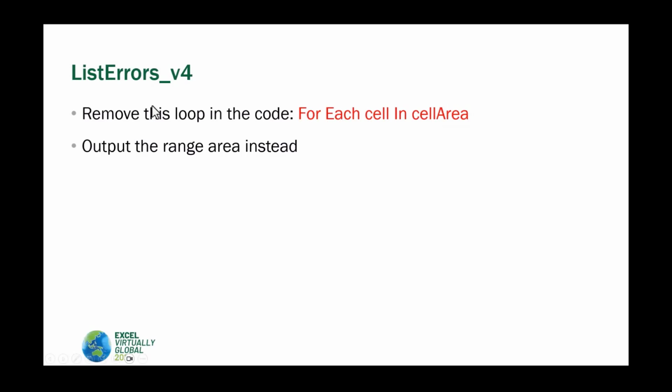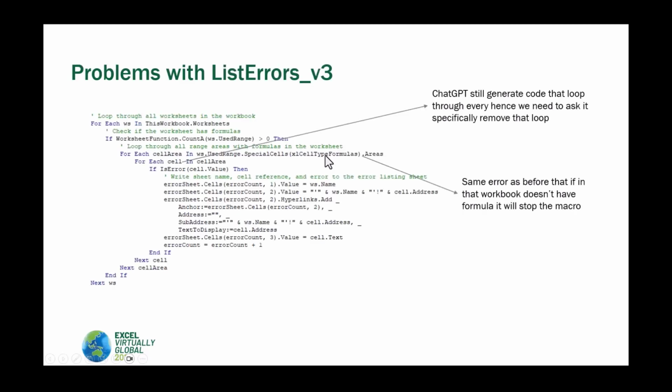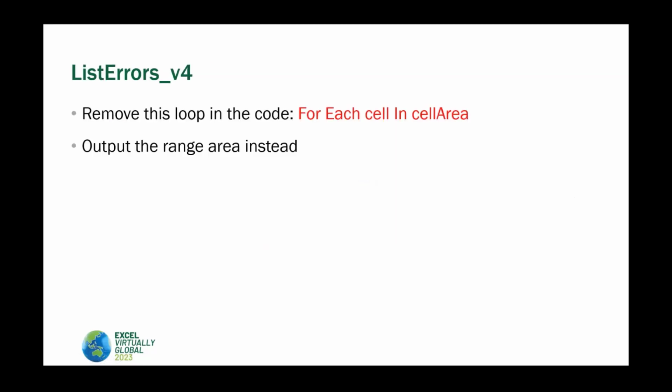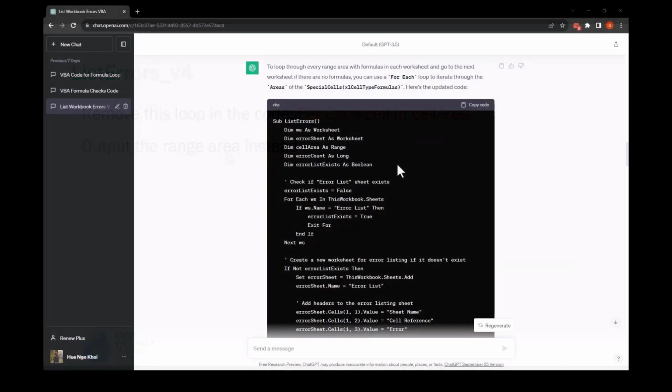So in version 4, I decide to let the error slide for now, and we deal with it later in a later version. For version 4, I'm going to ask it specifically to remove this loop, and then provide the starting code for that loop. And I also ask it to output the range area instead. So let's see the code.